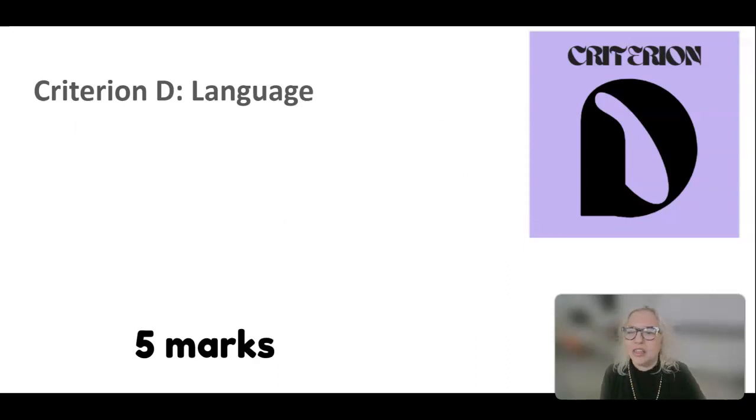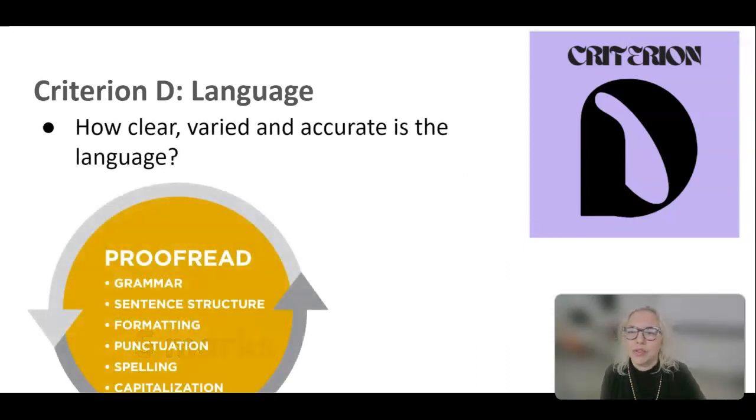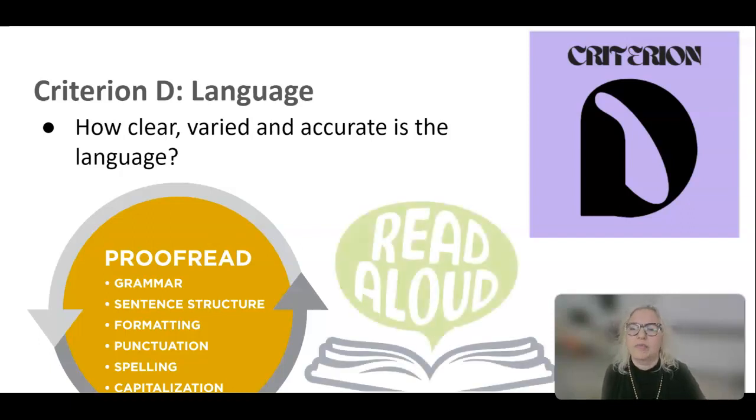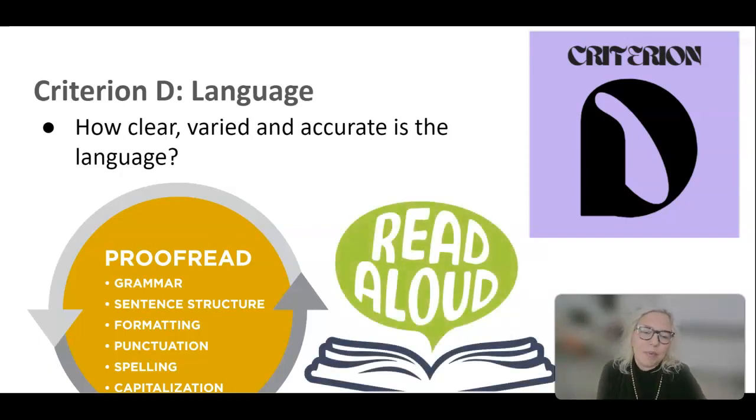First of all, I think probably the most important thing is that you proofread, that you look at your grammar, sentence structure, formatting, punctuation, spelling, and capitalization. The good news is you have AI technology to help you get there. I think the best way to get rid of errors is to read aloud. And I'm not the only one. Research actually shows that that's the best way to get rid of problems, especially with sentence fluency.